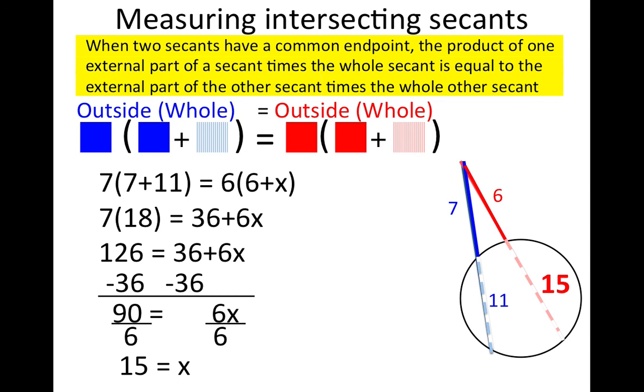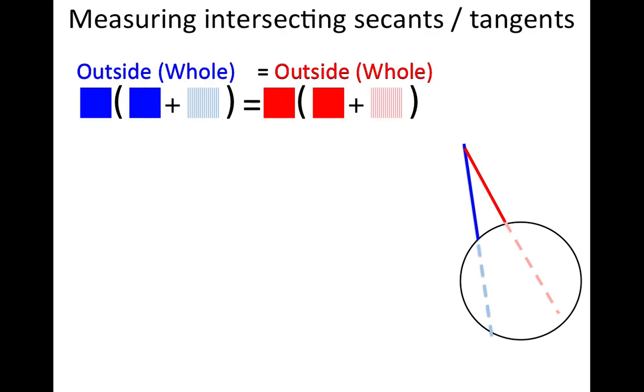The final thing we're going to go over in this lesson is measuring intersecting secants and tangents. And I've started this slide with an example of two secants that we just did. But what if we move one of those secants to become a tangent, like that? Well, what we see is that that light blue part goes away. But the formula still holds. Let's do an example and see what that means.